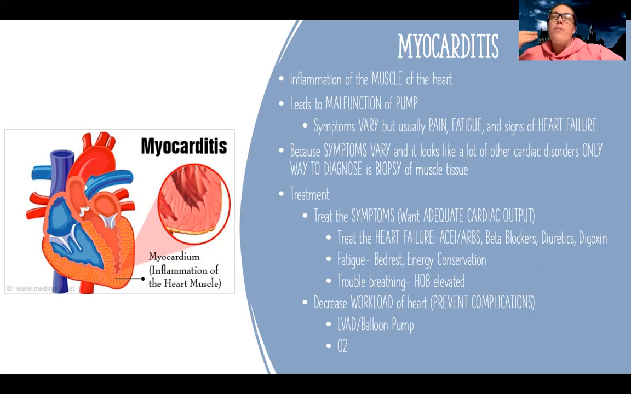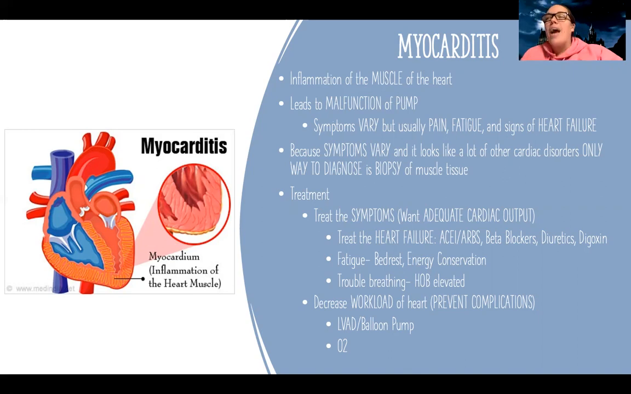Because the symptoms vary in myocarditis and it looks a lot like other things, these patients can look like a patient with pericarditis. So the only true way to diagnose that it's a problem in the muscle is by doing a biopsy of the muscle tissue. They would have to take a little piece of the heart and examine that tissue under a microscope to see if it is myocarditis. That's the only way to diagnose this definitively. And don't worry, that's not something we do as nurses. The treatment for this is we're going to treat the symptoms.